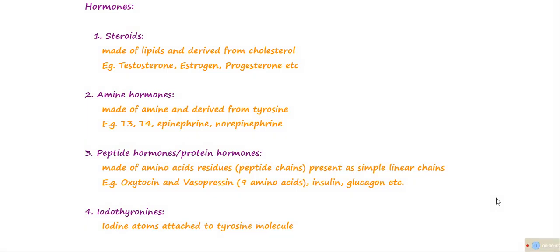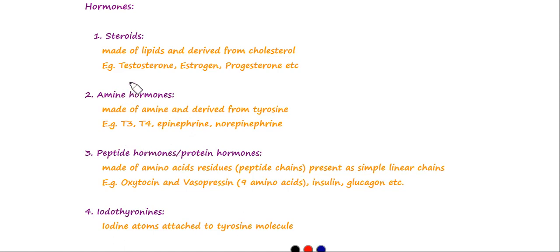Hey everyone, in this video we'll be talking about types of hormones. As you know, there are many types of hormones, and this type is usually based on the basic structure of these hormones, so what they are made of generally. If they are made of amino acids, proteins, peptides, steroids or anything like that.